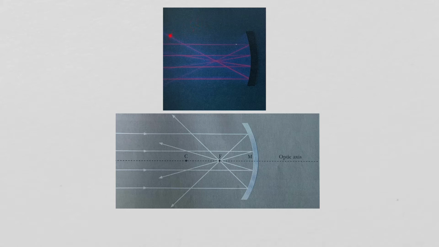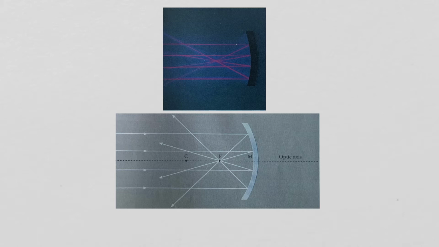This image here is represented below as a diagram where all the important points are listed. So we have our imaginary optic axis. The incident light rays are coming from left to right, and they're all parallel to the optic axis. They reflect from the mirror, and all of them converge at one point, and that point is the focal point. And here, for completeness, we also have the center of curvature of the mirror.